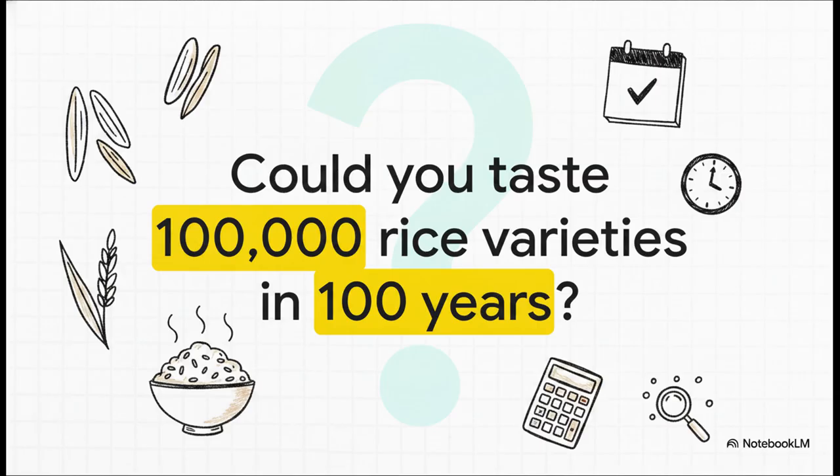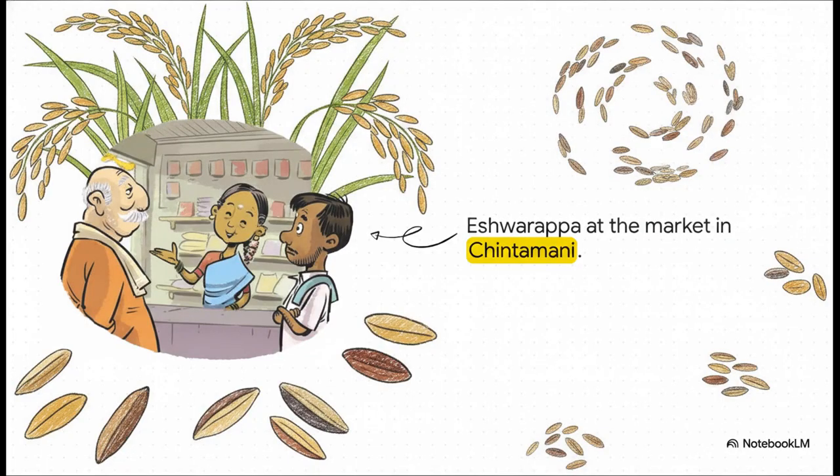100 years at 365 days a year gives you 36,500 days. Even if we throw in leap years, you wouldn't even hit 37,000. You wouldn't even come close to tasting all 1 lakh varieties. It really shifts your perspective on how giant 100,000 actually is, doesn't it? And this isn't just some random hypothetical.